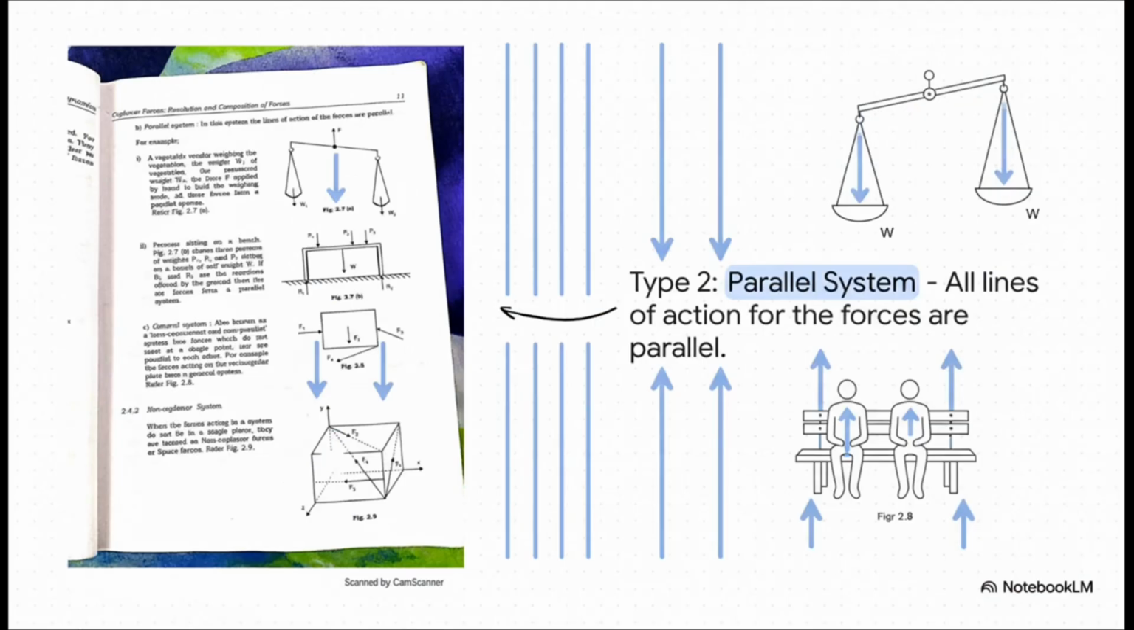Our second type is the parallel system. And yeah, it's exactly what it sounds like. All the forces are parallel to each other. Think about the vendor's scale. The weights are both pulling straight down. Or the people sitting on the bench. Their weight pushes down and the legs of the bench push up from the ground. All those forces are running in parallel lines, super common.